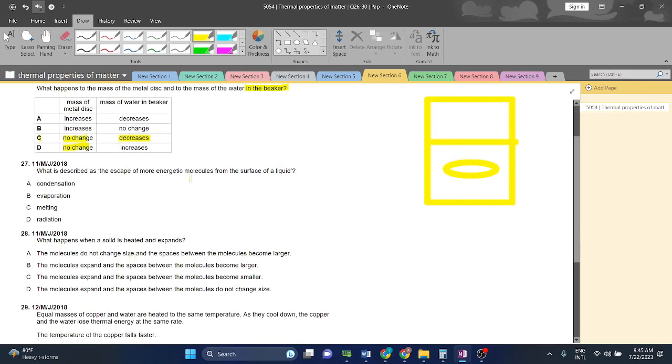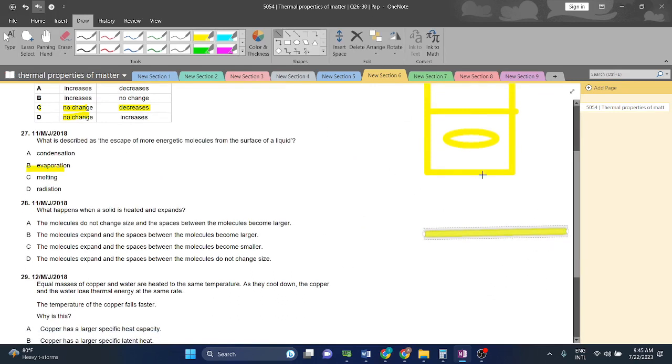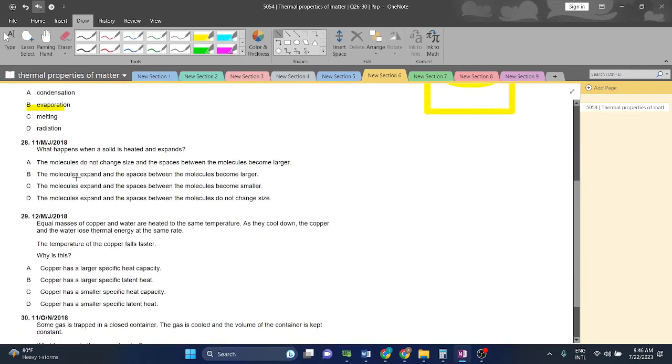What describes the escape of more energetic molecules from the surface of a liquid? It is evaporation. अगर कोई surface हो, and evaporation is always taking place at the surface of whatever the body of liquid is. It is always taking place at the surface, ठीक है ना? And more energetic molecules, जिन molecules के पास enough kinetic energy होती है, they escape the liquid. So B is the right answer.